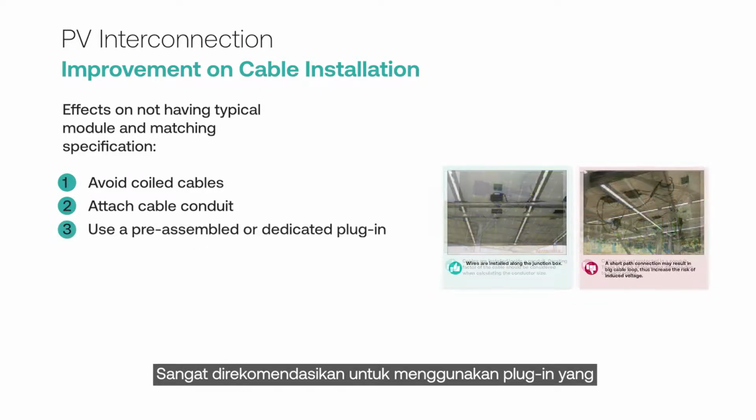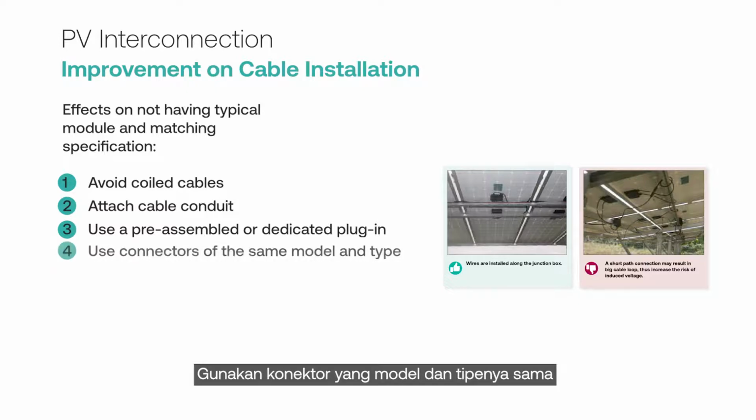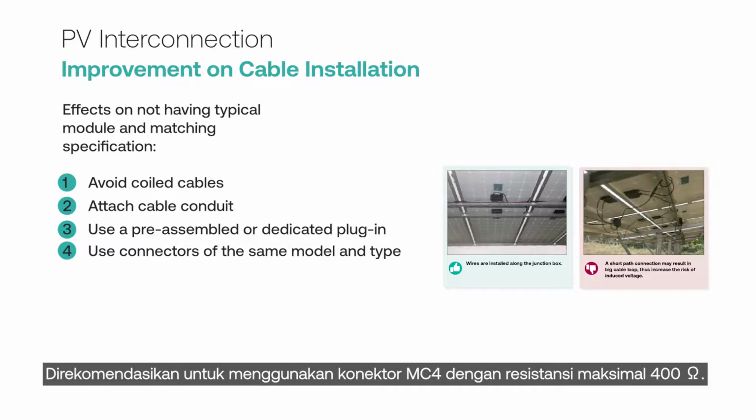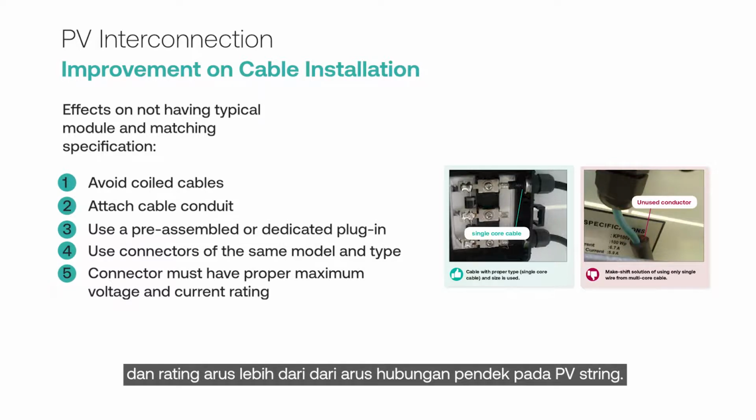It is highly recommended to use a pre-assembled or dedicated plug-in from the photovoltaic module manufacturer. Use connectors of the same model and type to avoid mismatch and bad connection. It is recommended to use MC4 connector with maximum resistance of 400 ohms. Connector must have maximum voltage rating of 1000 volts DC or more, and current rating that is higher than the short circuit current of the PV string.